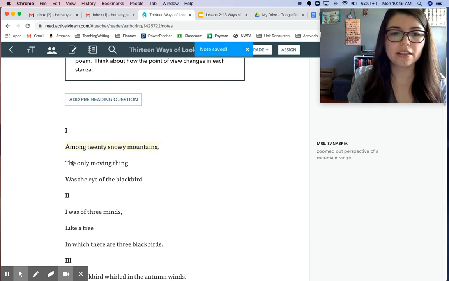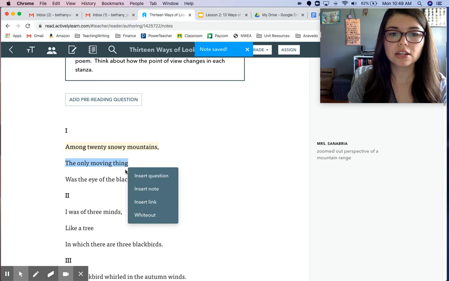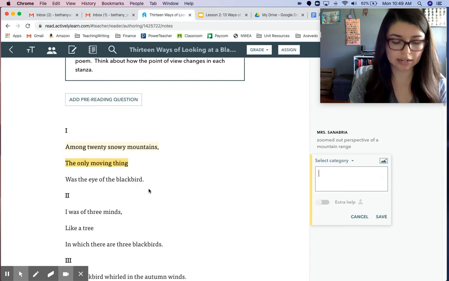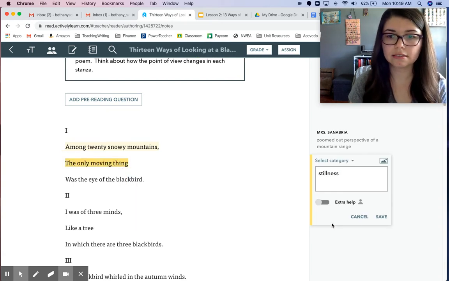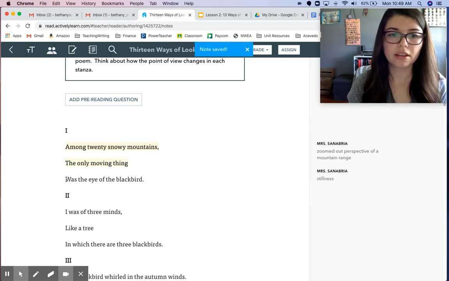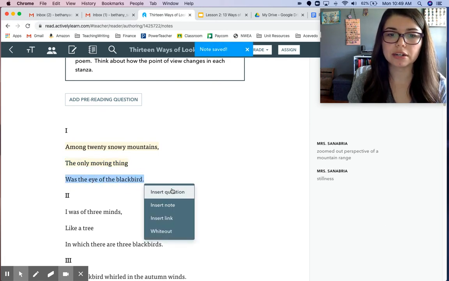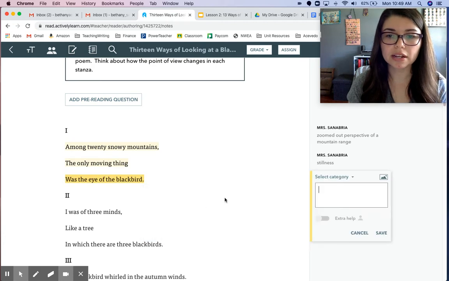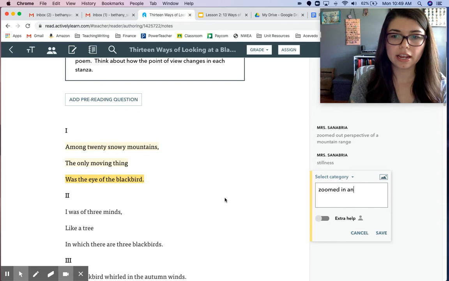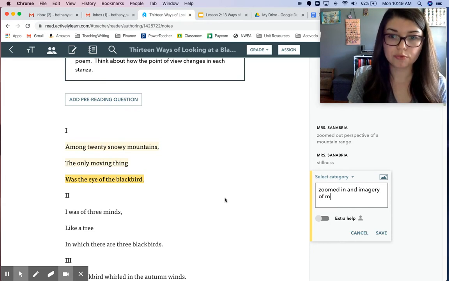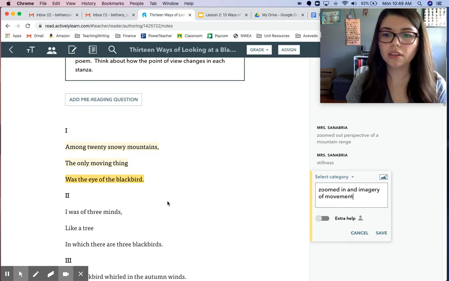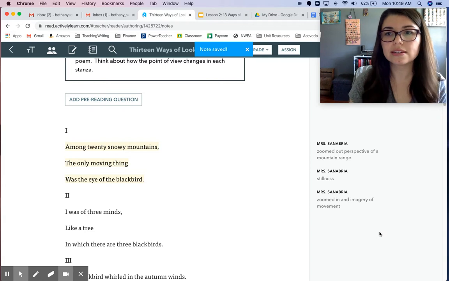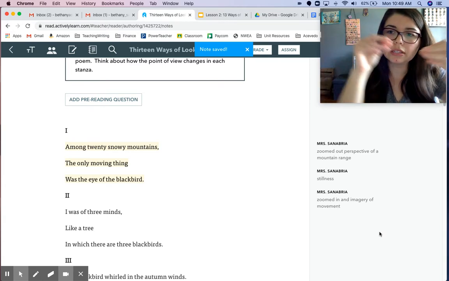And then the only moving thing, so we do have this idea of stillness, was the eye of the blackbird. But then this one is really zoomed in, right? And this is where we have imagery of movement. So we have this contrast already of movement, stillness, really far out, really zoomed in.